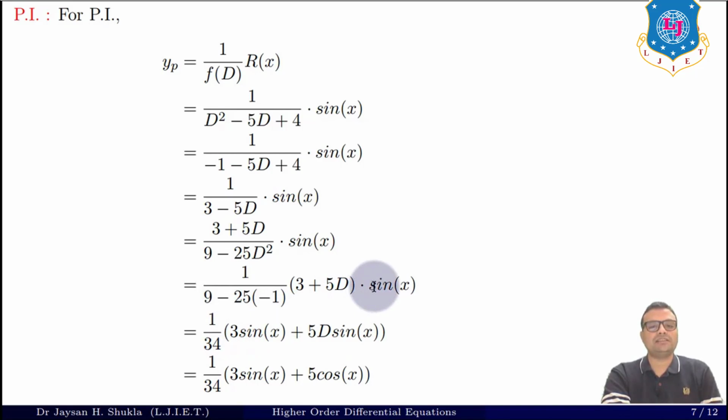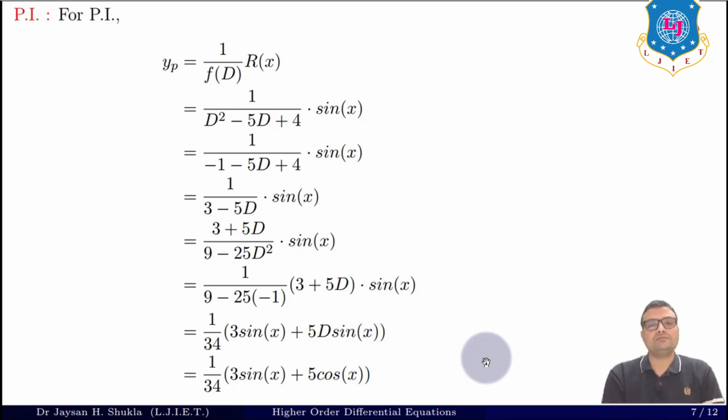And then I am multiplying the sine function with 3 and sine function with 5 of d. So it gives me 3 times sine x plus 5 times d sine x. Now what is the meaning of d? D simply means d by dx. So I am taking the derivative of the sine function with respect to x of order 1 because it is d raised to 1. So it gives me 3 sine x plus 5 times cos x.